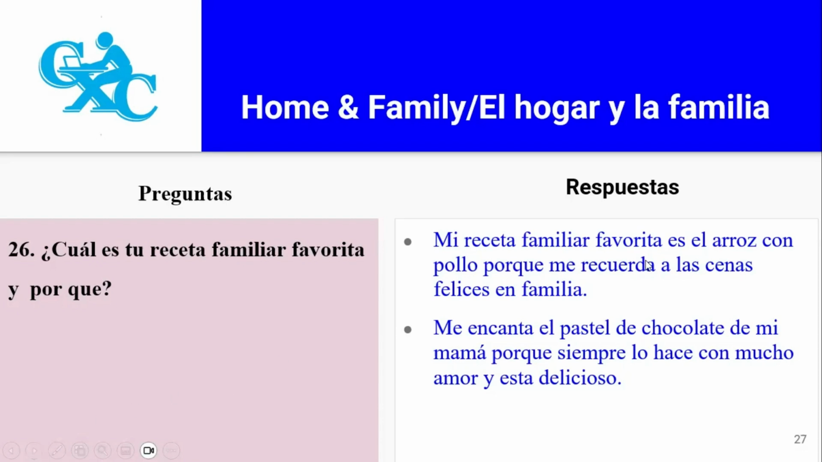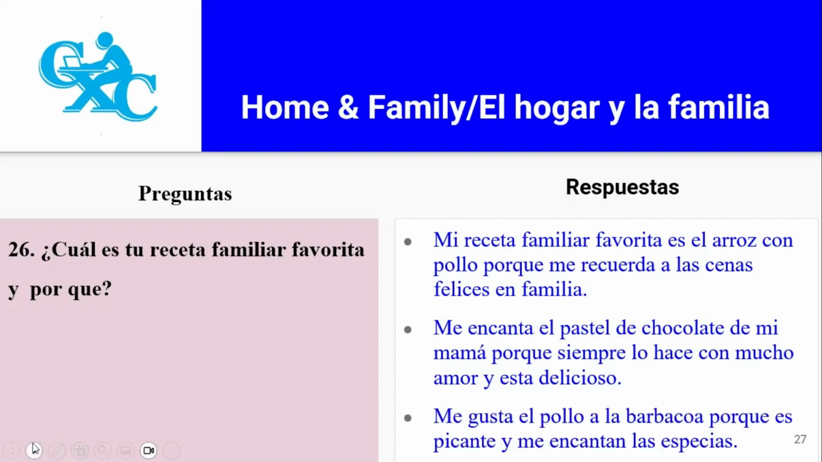Excelente. All right, so here, many persons in Jamaica, of course, rice and chicken. It's my favorite, rice and chicken. All right, because it reminds me. That's what you're saying. Porque me recuerda las cenas felices. Those happy times, happy dinner times, you know, in the family. That's what you're basically saying. Or me encanta el pastel de chocolate. Of course, chocolate cake. My mother's chocolate cake. All right. Because she makes it with so much love and it's delicious. Excelente. Vamos a continuar. All right, let's look at some more questions.